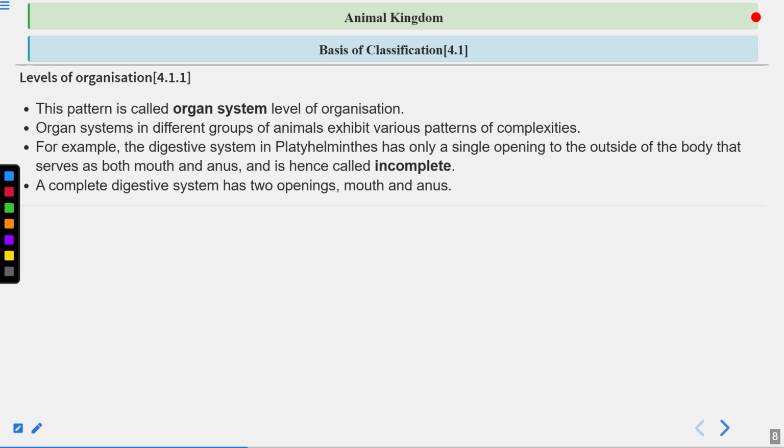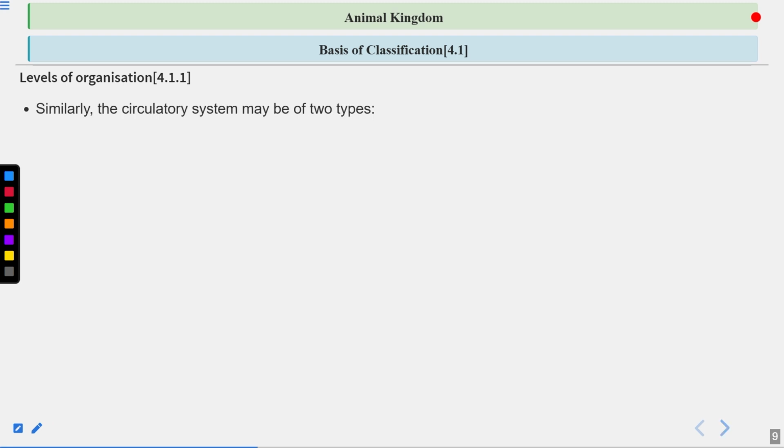A complete digestive system has two openings, that is the mouth and anus. So the organisms that have two openings for the digestive system, through one of which you take food, that is the mouth, and the one from which you remove the undigested food material from the body, that is the anus, right? So that is the complete digestive system. Similarly, the circulatory system. Think about the circulatory system. This is also of two types. Two types of circulatory systems are there.